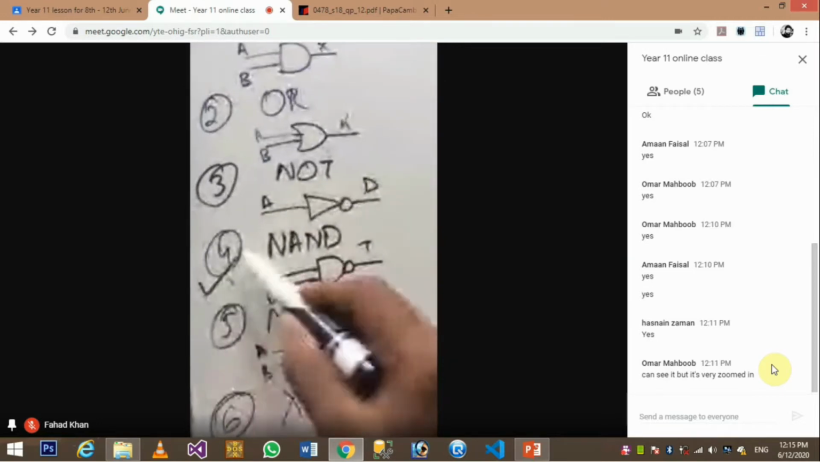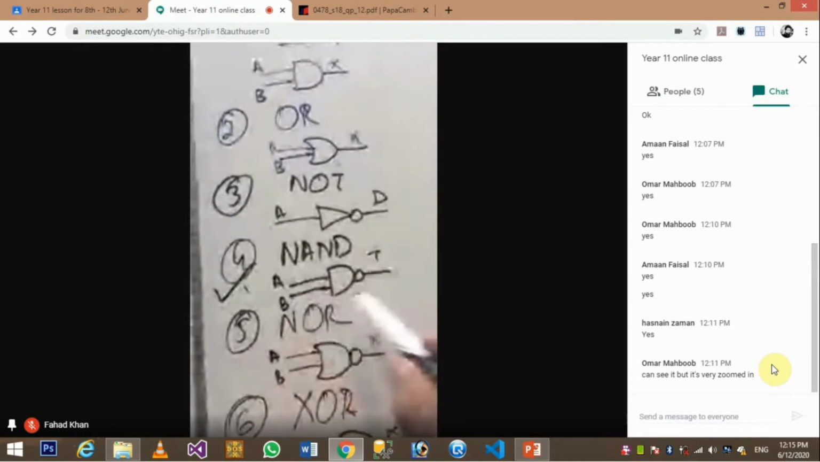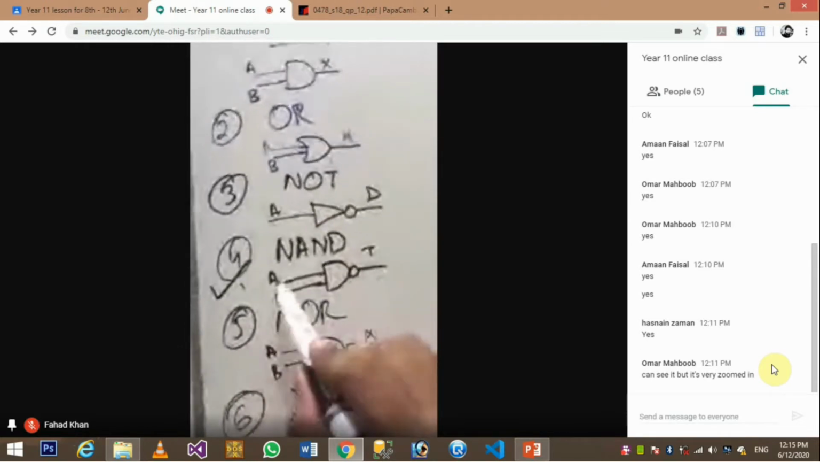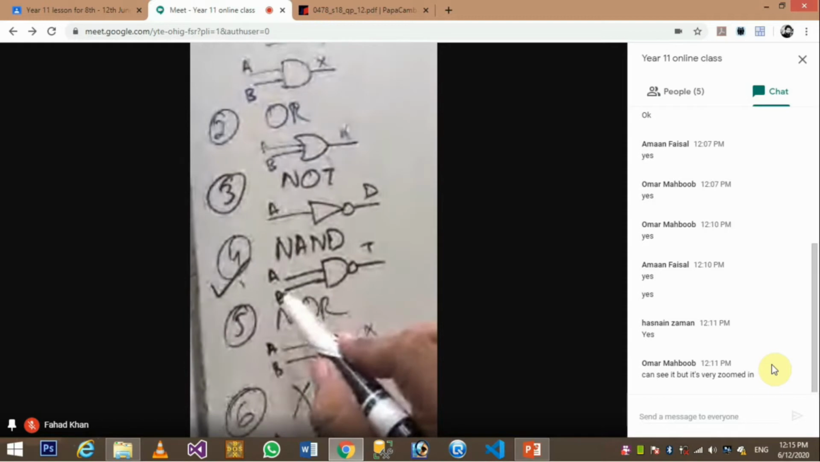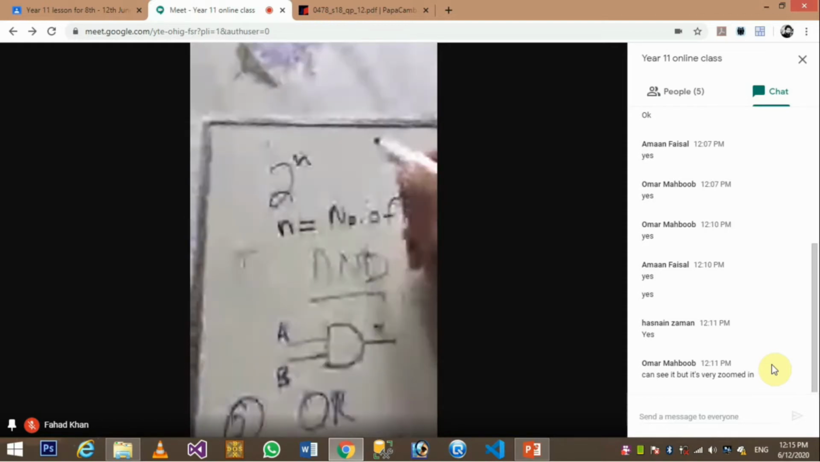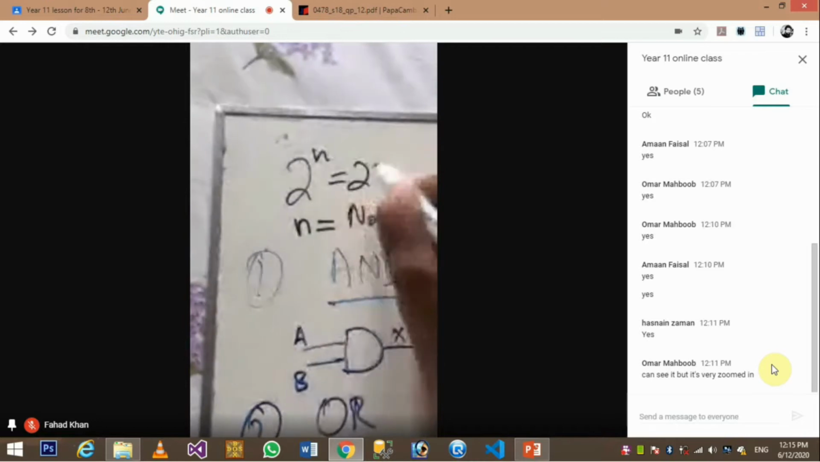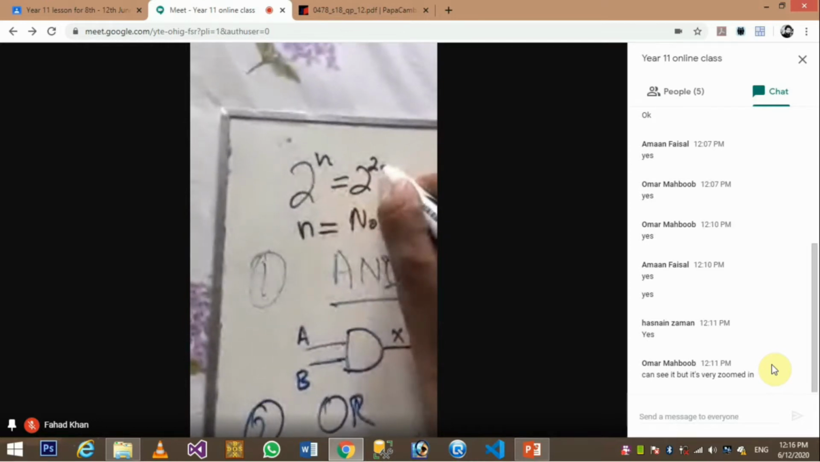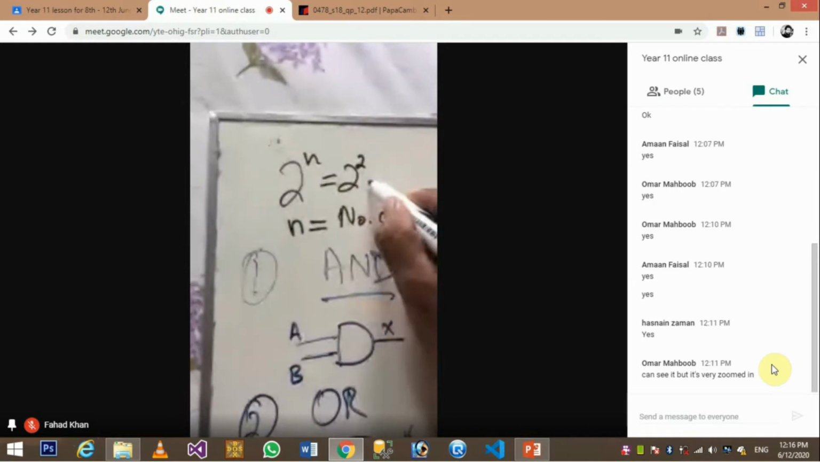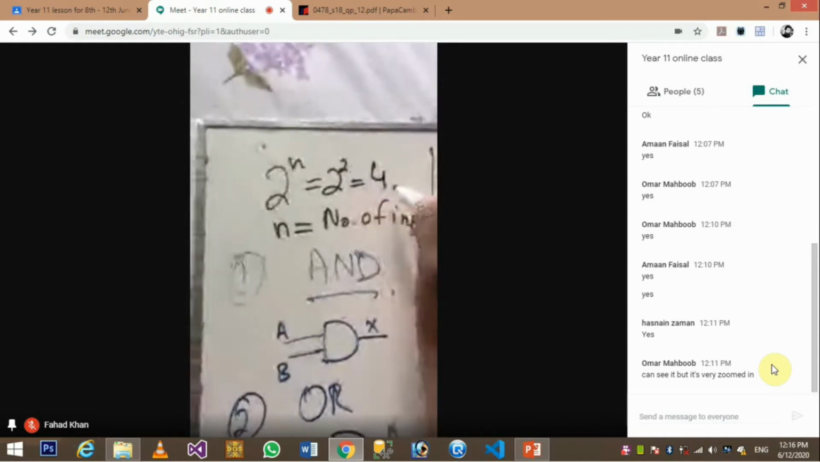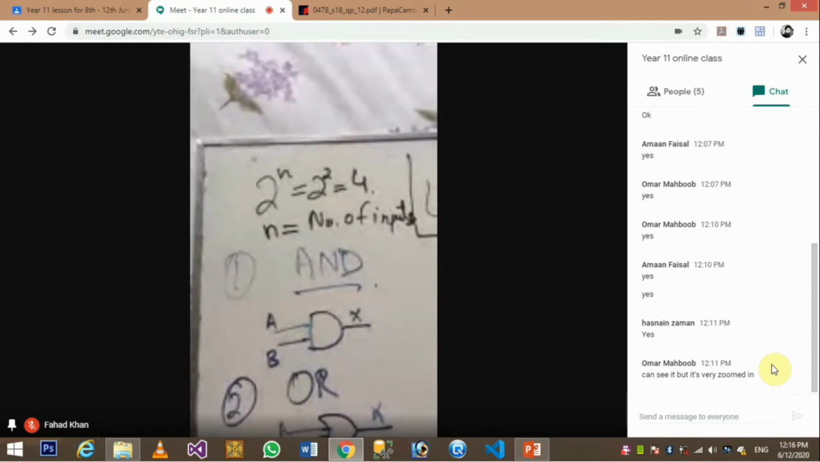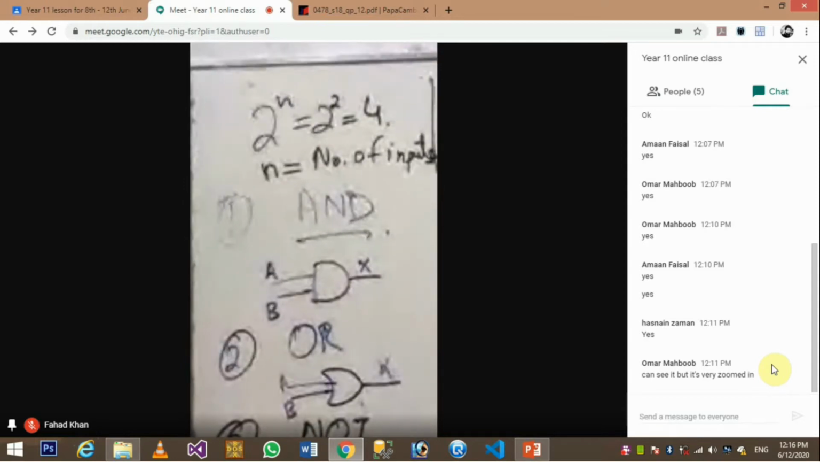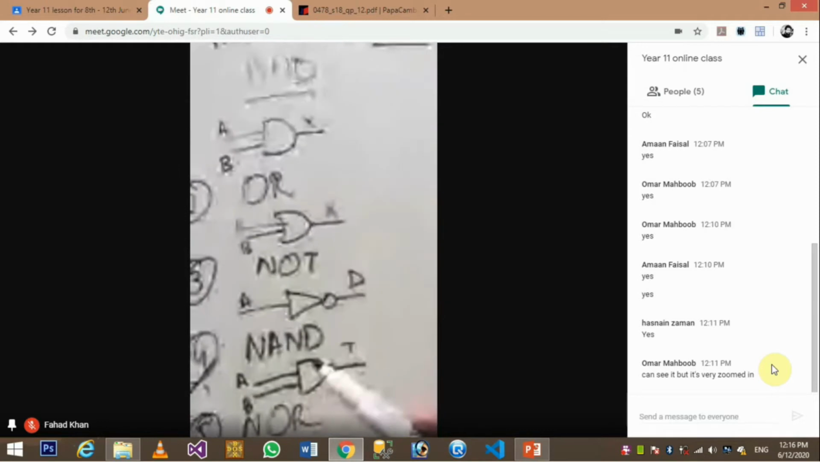So now, for example, I'm looking at this NAND gate, and I'm making the truth table of this NAND gate. How many inputs does this NAND gate have? This NAND gate has 2 inputs. So with the help of the formula, 2 to the power n, n is 2 right now, so 2 to the power 2. 2 twos are 4. It means that the possible number of rows in the truth table of the NAND gate is 4.